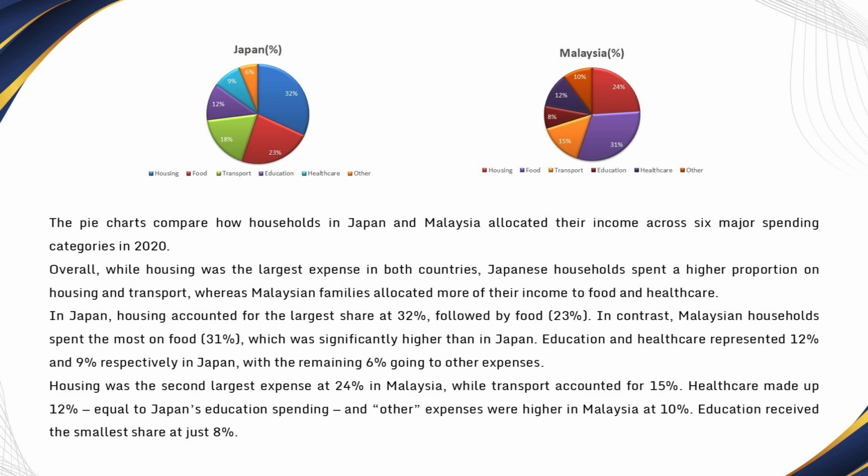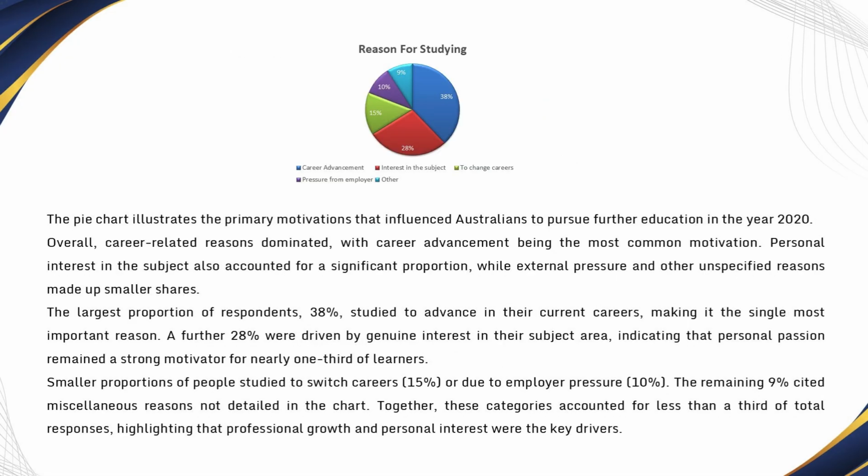Now that we've seen how to compare 2 pie charts, analyzing spending patterns across countries, let's shift gears slightly. The next example is a single pie chart. But don't be fooled. Sometimes, the most powerful insights come from just one source, if you know where to look. And guess what? It's actually even more common in IELTS Task 1. Now, let's look at a second example. This pie chart shows why Australians pursued further education in 2020. Let's look at a high-scoring sample response.